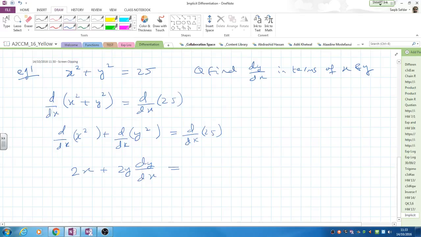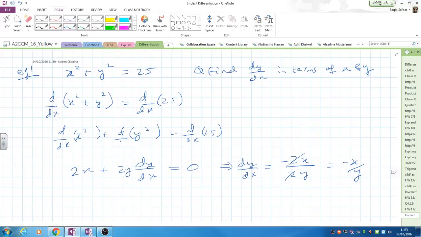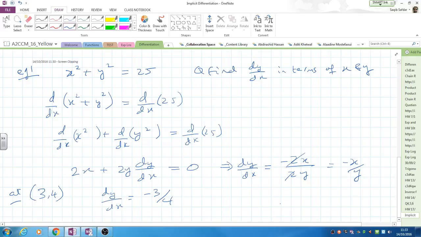Abdul Rashid, when you differentiate the 25, what are we going to get? 0. We can then rearrange this and say dy over dx is simply equal to minus 2x divided by 2y. The 2's cancel and we get minus x over y. If I gave you a point, say the coordinate 3, 4, then dy over dx, the gradient at that particular point, is simply going to be minus 3 over 4. And so you can work out the gradient of a circle at a particular point.